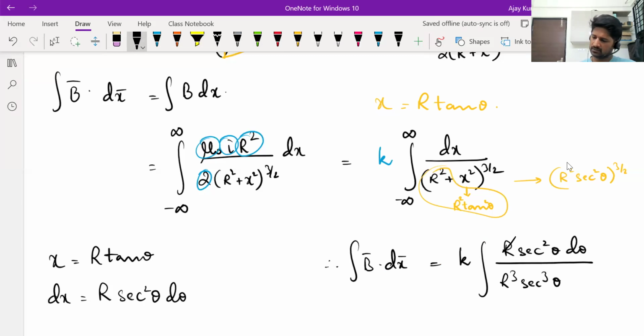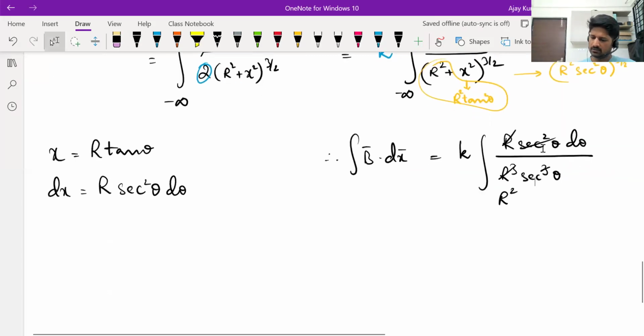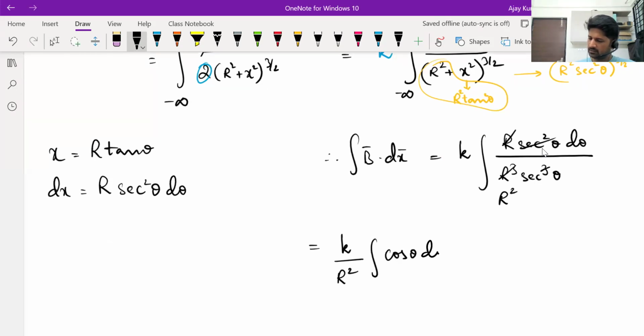Okay. Now cancel anything if possible. Secant square, 1 secant will be left. Send it to the numerator. Therefore, the required integral effectively becomes k by r square. Denominator secant, if you send to numerator, it becomes cos theta d theta. Limits from minus pi by 2 to plus pi by 2. Integral cos theta is sin theta. So we'll make adjustments there.